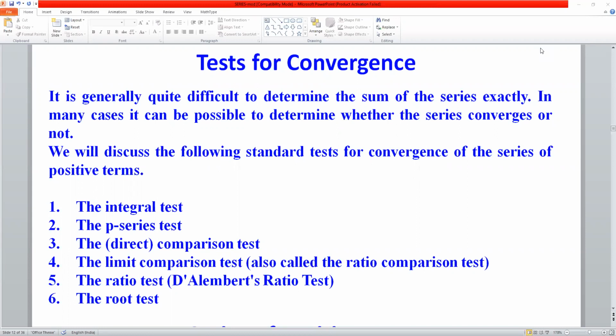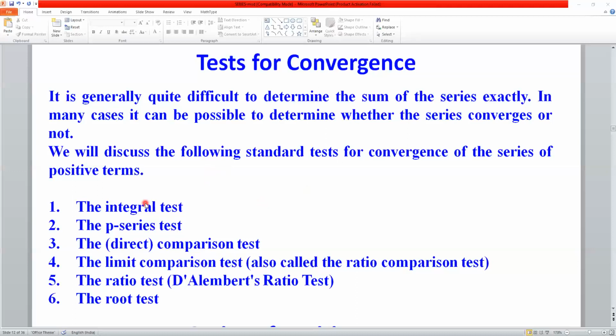Let us take some more examples like trigonometric series, logarithmic series, exponential series, binomial series. All are convergent for mod x less than 1. And moreover, we can determine the sum of the series. But in general, it is quite difficult to determine the sum of the series exactly. So in many cases, it is only possible to determine whether the series is convergent or not. In this connection, I'm going to discuss some standard tests for convergence of series of positive terms.